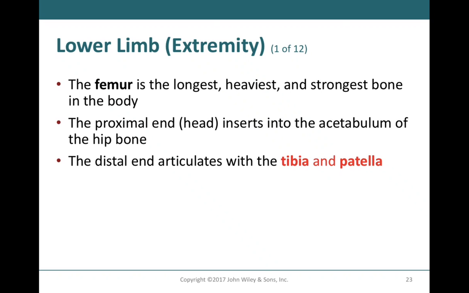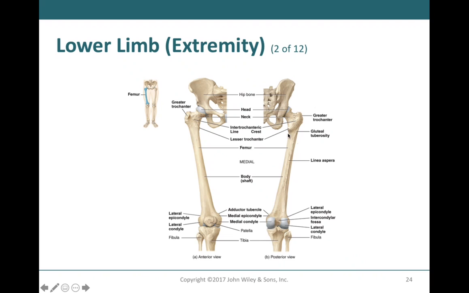So the proximal end of the femur will articulate with the acetabulum. The distal end is mainly going to articulate with the bones of the lower leg, namely a bone known as the tibia. And it will also articulate with the patella as well. So here we see the femur articulating at the acetabulum. This is our posterior view, and this is our anterior view.